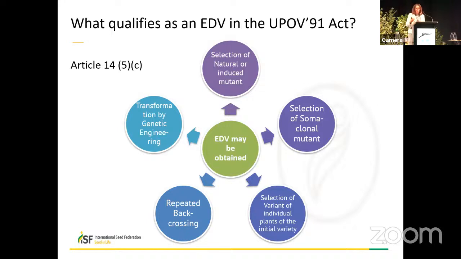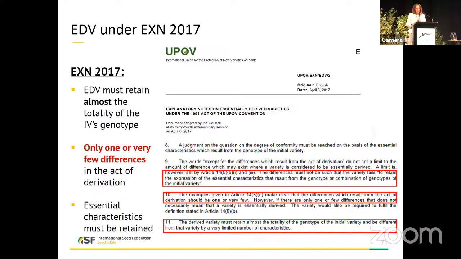By methods, you can have selection of natural mutation, selection of semi-mutation, repeated backcrossing and transformation by genetic engineering. As you know, genome editing has been around for a decade now. It was discovered that this was not in the list. So it made a lot of issues of interpretation of this type of derivation. So we are going to address it in 2017.